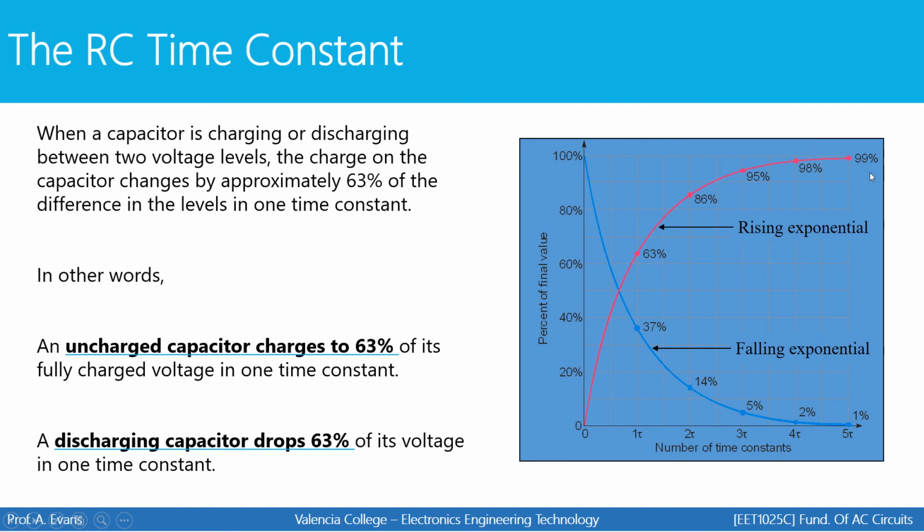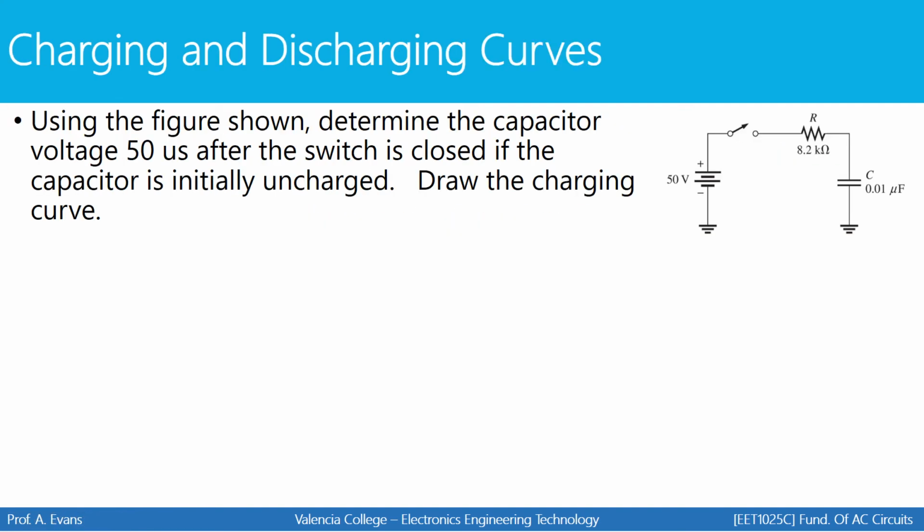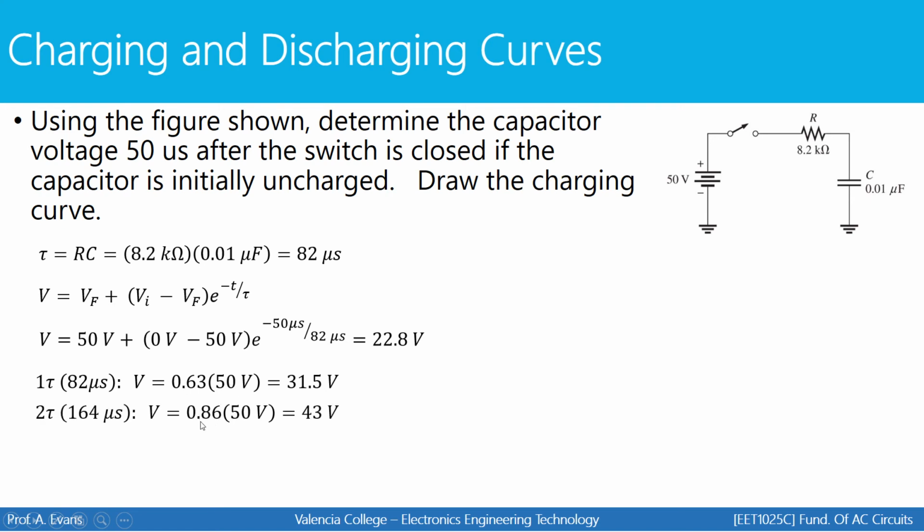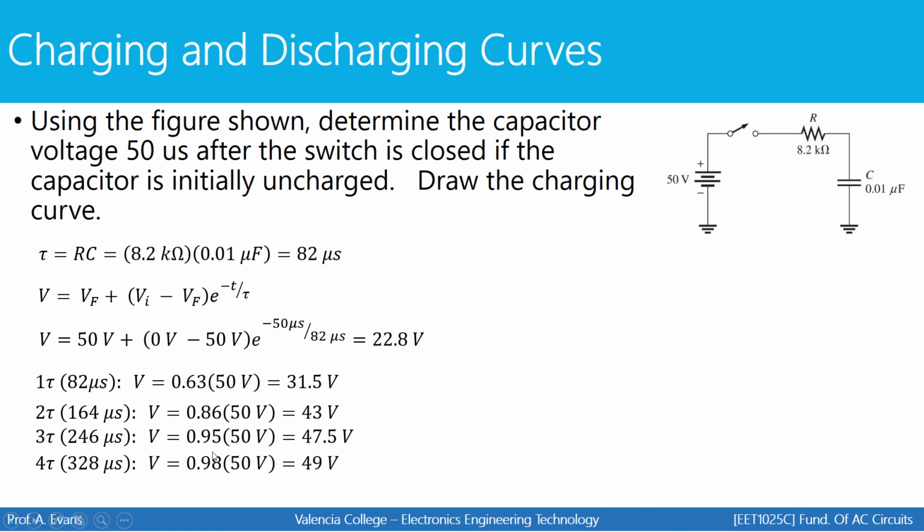We can use these percentages to figure out the charging curve for this particular circuit. So after 1 time constant, meaning after 82 microseconds, your voltage is going to be 63% of your maximum value, or your final value. After 2 time constants, it'll be 86% of your final value. After 3 time constants, you'll have 95%. After 4 time constants, you'll have 98%. After 5 time constants, you'll have 99% of your final value.